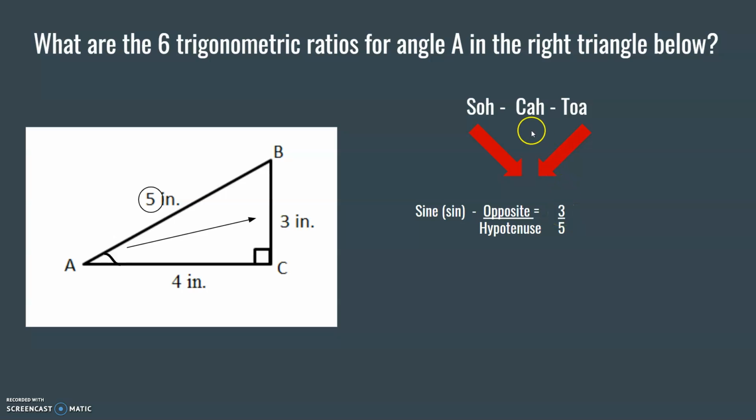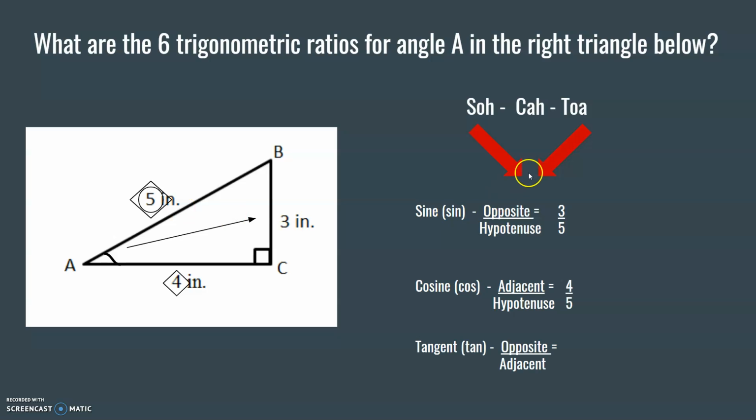CAH stands for cosine. It equals adjacent over hypotenuse. And looking at angle A, the adjacent would be a 4. The hypotenuse would also be 5. So cosine equals 4 over 5.